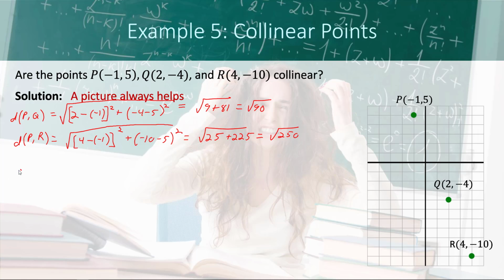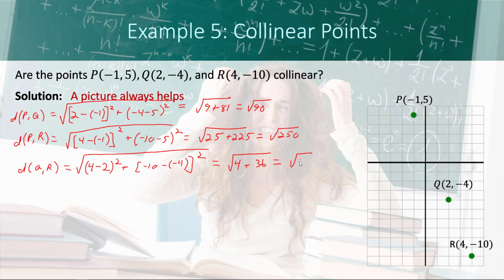And then finally, we have the distance between Q and R. That is going to be 4 minus 2, that quantity squared, plus -10 minus -4, the entire thing squared. Take the square root of that. Of course, 4 minus 2 is 2. Squared is 4. -10 minus -4 is -6. Squared is 36. And that gives us the square root of 40.